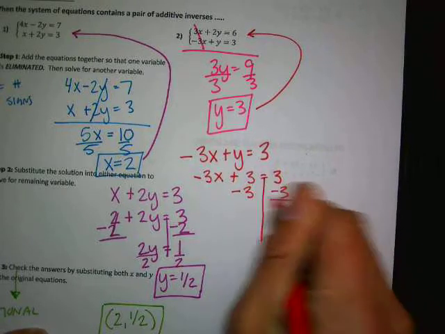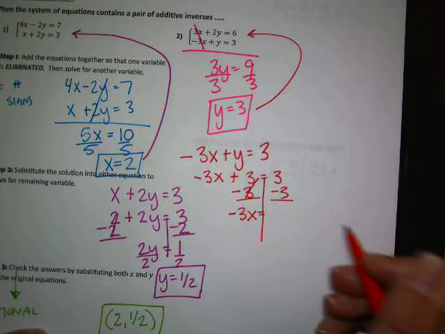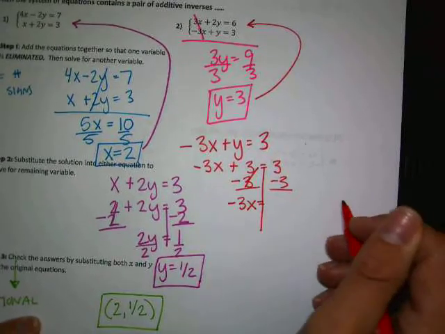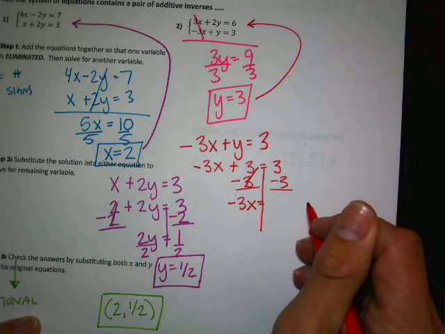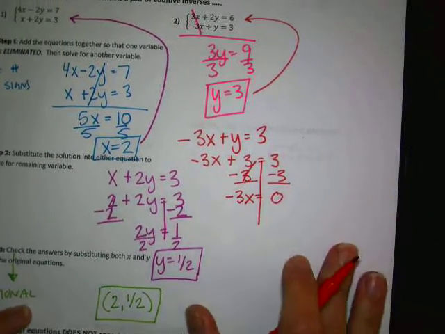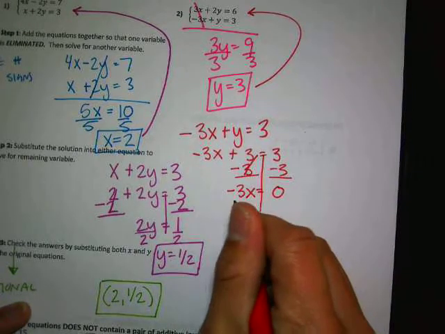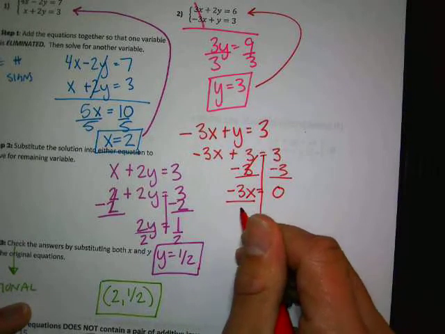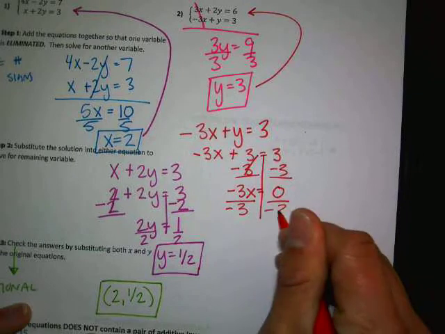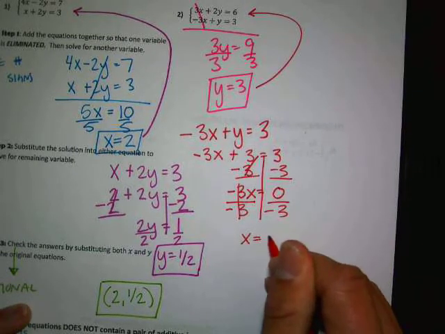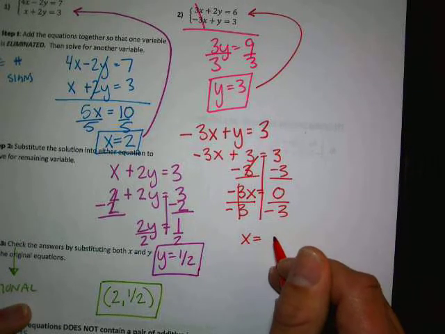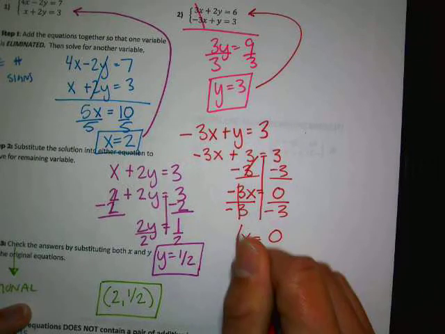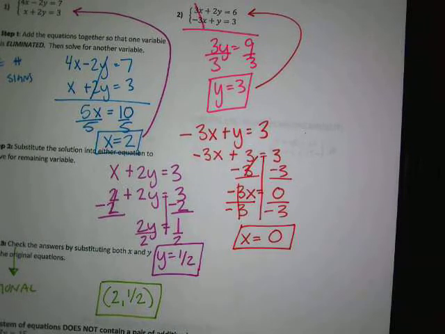Subtract 3. All right, what's 3 minus 3? Andrew? 0, okay. And then what else do you do, Andrew? Divide by negative 3. And what's 0 divided by negative 3? Andrew, you can answer again. 0. Yay. So 0 is okay if you get 0.